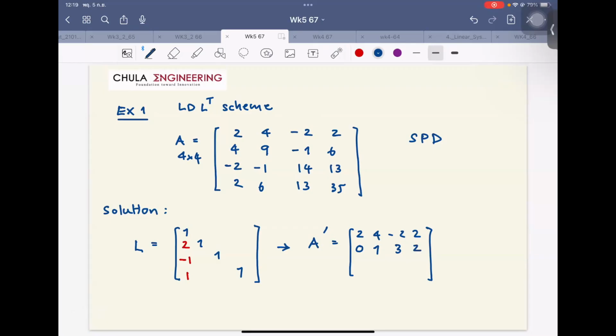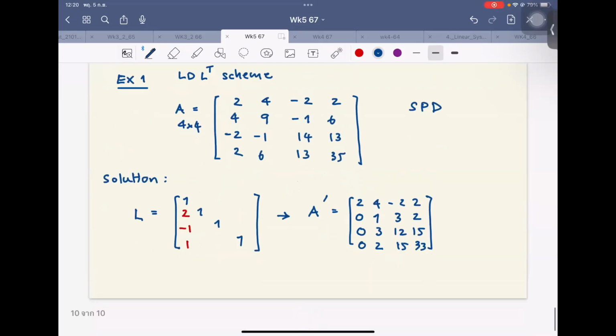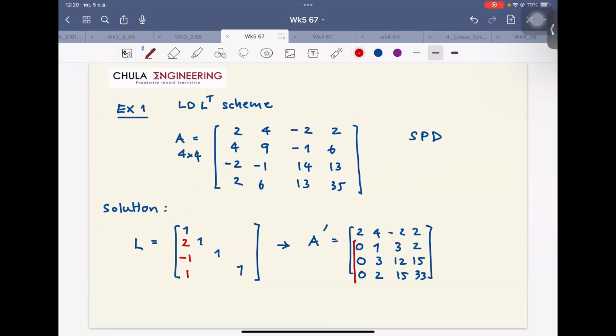Okay. And similarly for the third row, we have 0, 3, 12, 15. And check this. So we have 0.